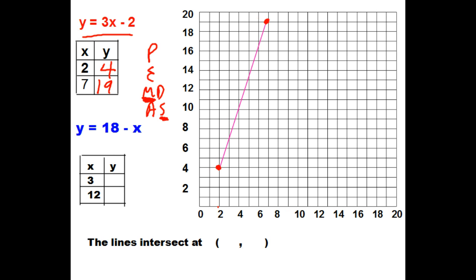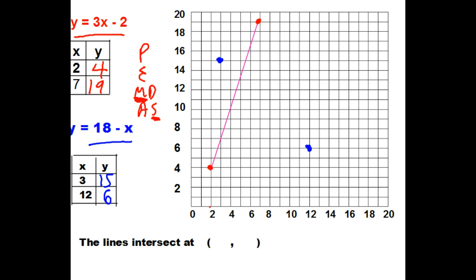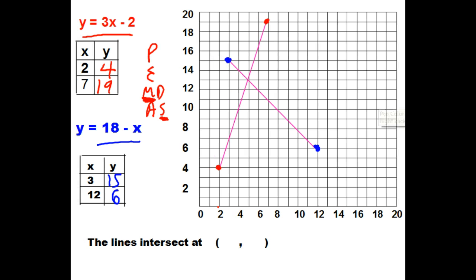And let's try out our other line. y equals 18 minus x. Put a 3 in. 18 minus 3 is 15. Put the 12 in. 18 minus 12 is 6. 3, 15 is not a time on this particular one. It means 3 to the right and up 15. And 12, 6: 12 to the right and up 6. And then let's connect those and see if we get a nice place where we cross. Looks like we've got one right there at 5 to the right and 13 up.